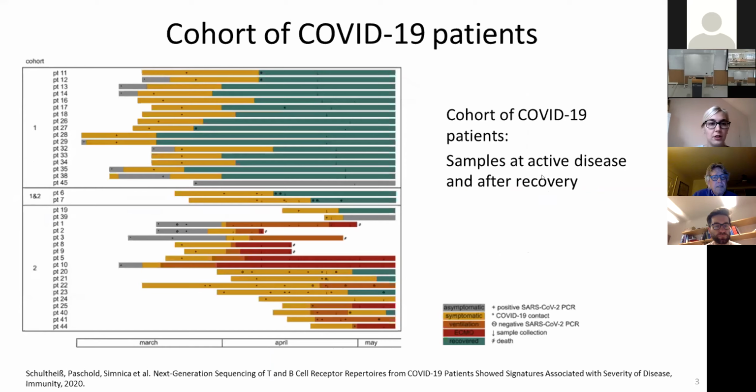Okay, this is our cohort of COVID patients. It comprised mainly patients from our own hospital, where we got samples from active disease time points, but we also recruited recovered patients, which usually refer to the milder disease courses. And so we could get samples from active state and from recovered state, and from mild and also severe disease courses.